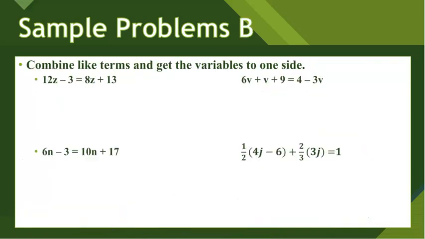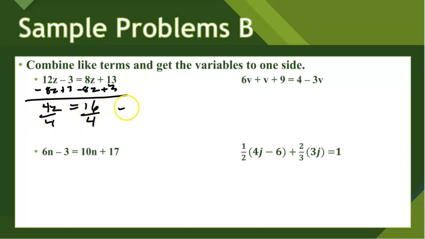Next here, we're going to combine like terms and then get the variables to one side. So I'm going to have my z's to the left, so I'm going to subtract 8z, and then I'm going to add 3 to both sides. Now you could do them separately. I'm just doing it all at the same time just to save some time here. So 12 minus 8 is 4, so 4z equals 16. Divide by 4. Z is going to equal 4.